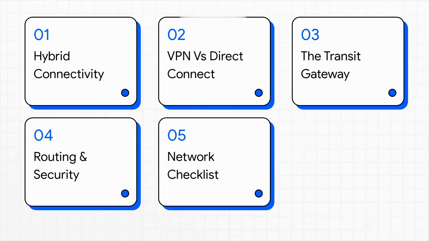Okay, here's our architectural blueprint for today. We'll start with designing hybrid connectivity, then weigh VPN versus Direct Connect. After that, we're mastering the transit gateway, looking at routing, security, and availability. And finally, we'll wrap up with the network team checklist.